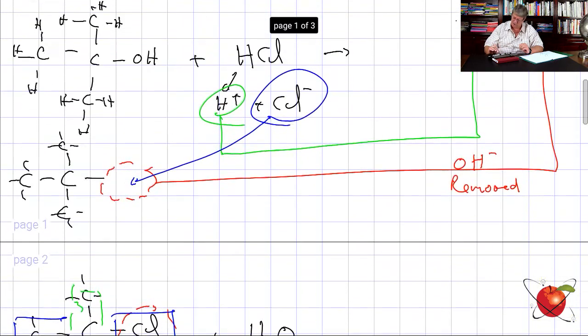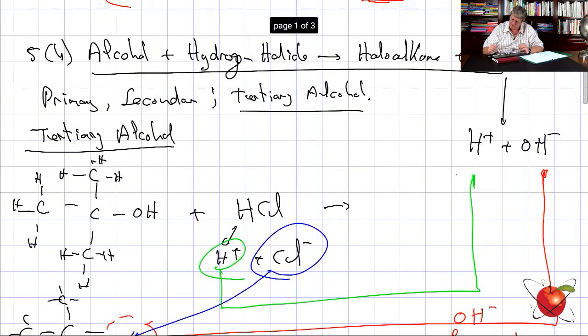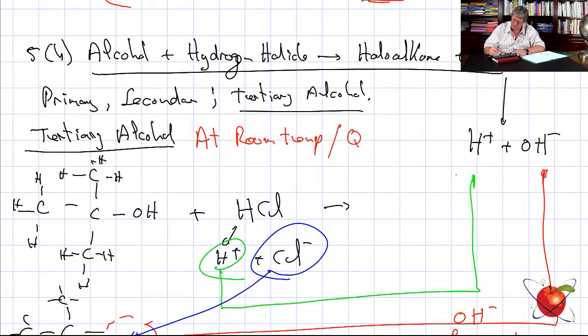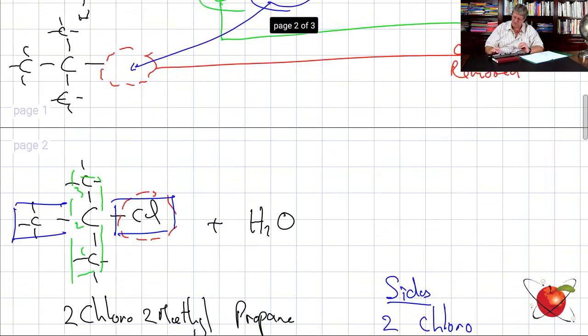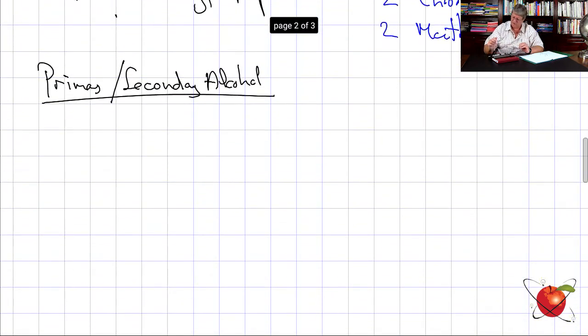This reaction, let me put it here, with a tertiary alcohol, let's put it in red, is at room temperature, and it's quite quick. It's quite a simple, quick reaction to take place, which makes you think this next one is not. No, it's not.